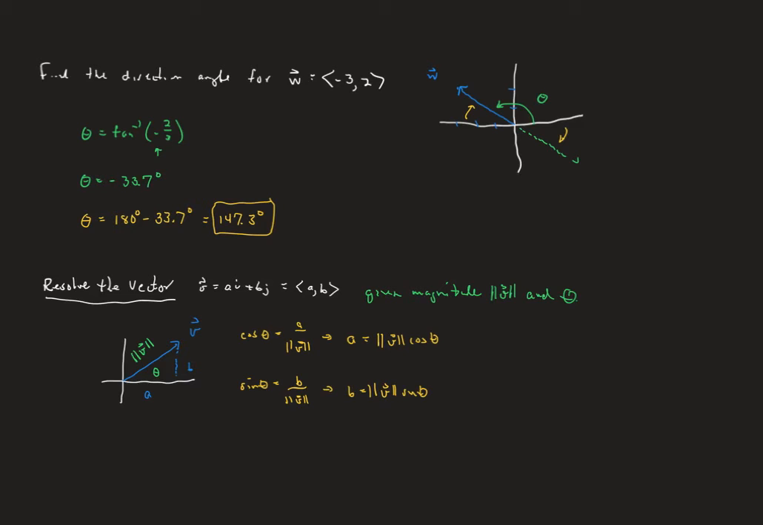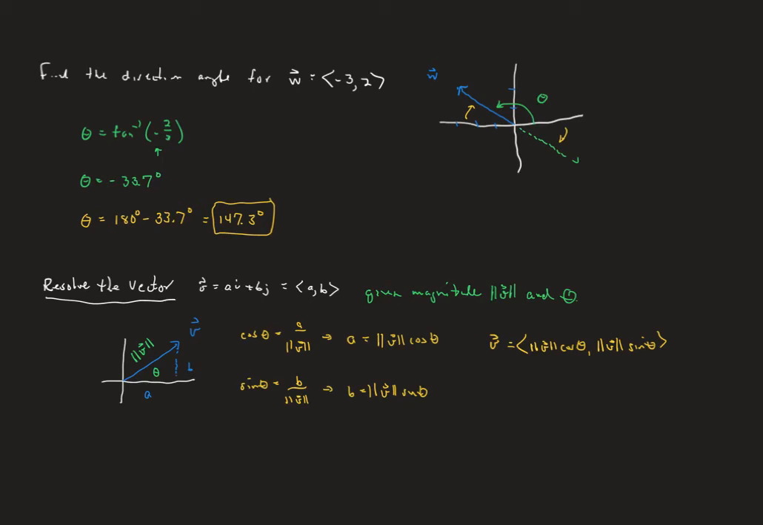So what we're going to find is our vector V in general is going to be the magnitude of V times the cosine of theta, comma, the magnitude of V times the sine of theta. So this is what we're going to do to resolve the vector into its components.